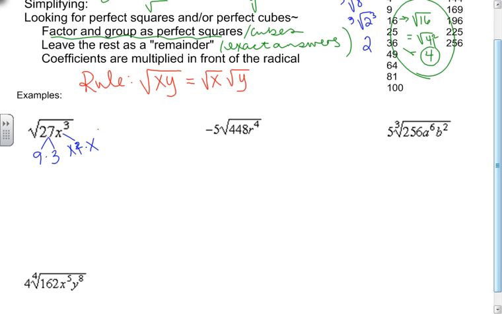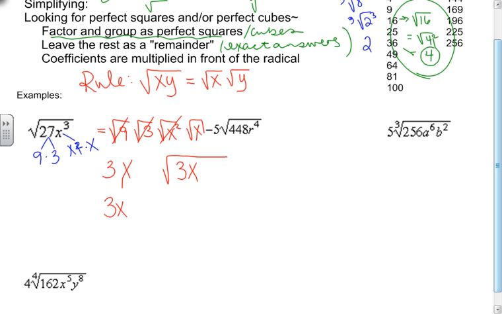So I can rethink this as the square root of 9 times the square root of 3 times the square root of x squared times the square root of x. I haven't done any math, I haven't changed my number, I just factored. So now the square root of 9 is 3. The square root of 3 is left over, so I leave that under the radical. The square root of x squared is x, and the square root of x I can't do anything with. So my final answer is 3x square root 3x.